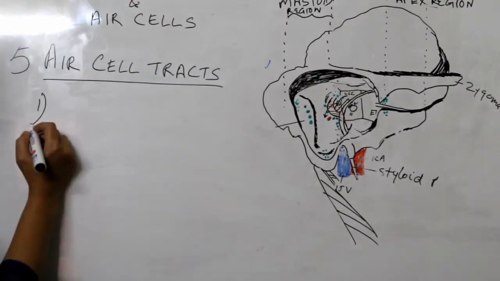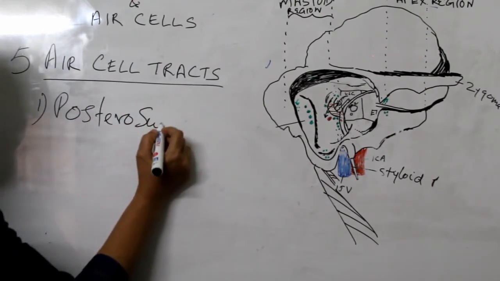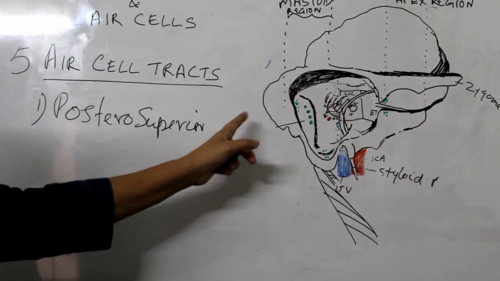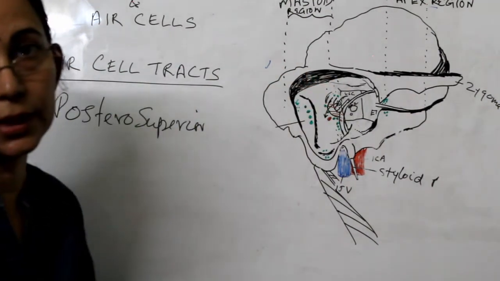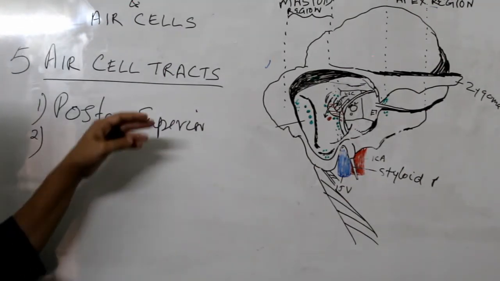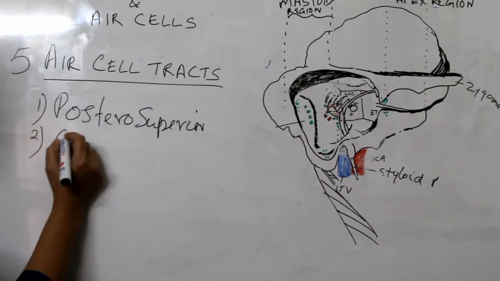One is the postero-superior, that runs between the posterior and the middle cranial fossa area. Second is parallel to the postero-superior but inferior to that. That is the posteromedial.